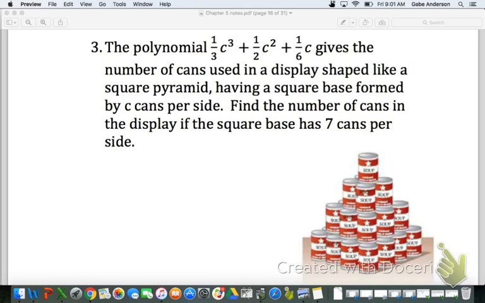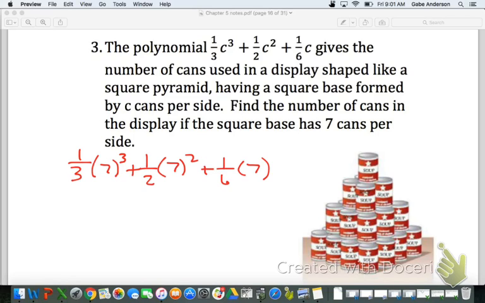So we know the formula. We know that we want to have 7 cans on the side of the base. What do you think we do here? Plug in 7 for C. Yeah, plug a 7 in for C. I'm going to suggest that maybe we use the calculator to help us out. It should look something like this: 1/3 times 7 to the third, plus 1/2 times 7 squared, plus 1/6 of 7. So grab your calculators and let's figure out what that is.